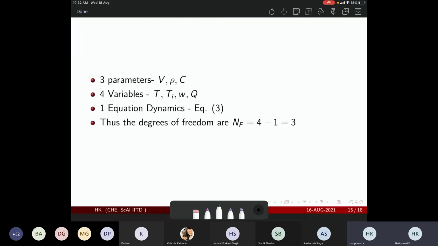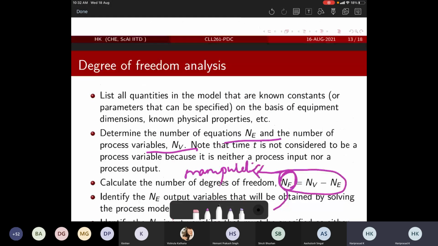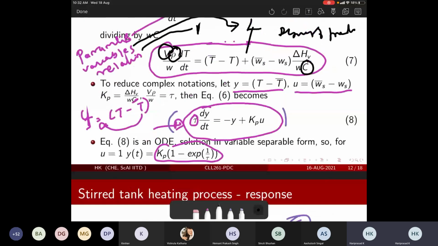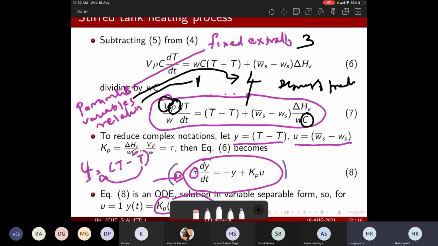We'll come to the last slide here. So the degree of freedom: we have 4 minus 1, which is 3. So we can look at this equation and figure out what all things we can vary. Overall, you have 4 variables you can independently vary in this equation.